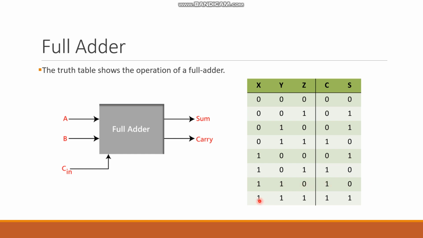But in this case, 1 plus 1 plus 1. Okay. 1 plus 1 is 2, 2 plus 1 is 3. So we are going to write down 3, which means both the summation and the carry are going to be 1 in this case.